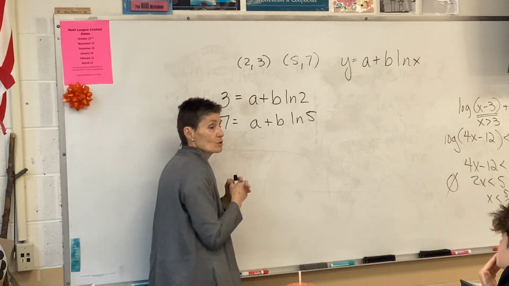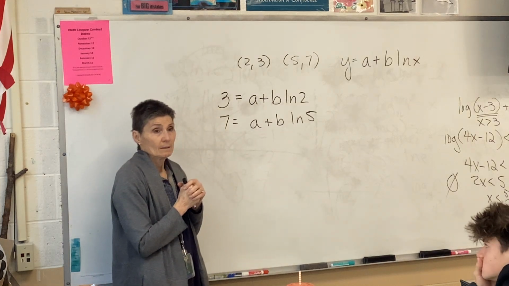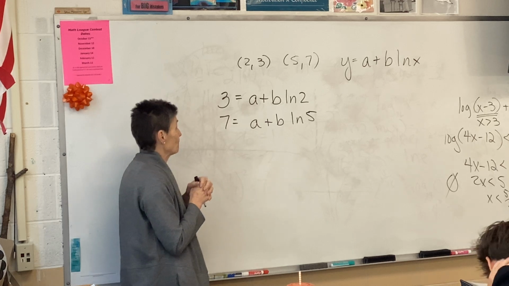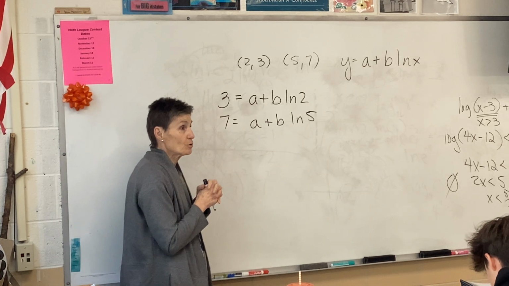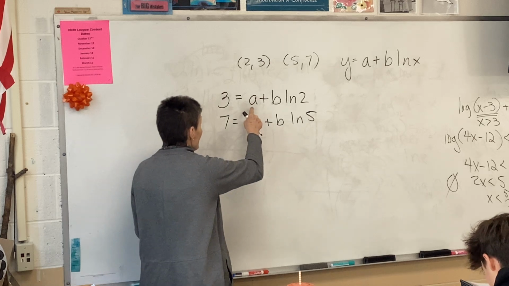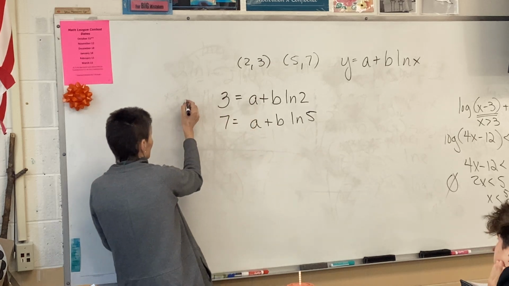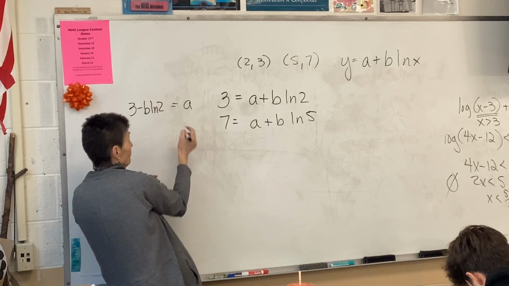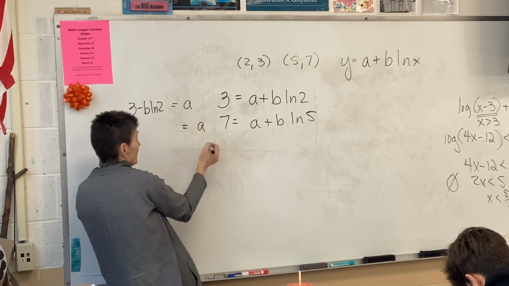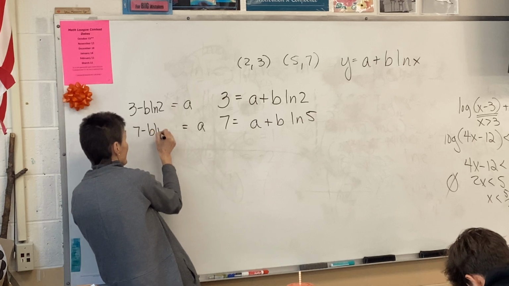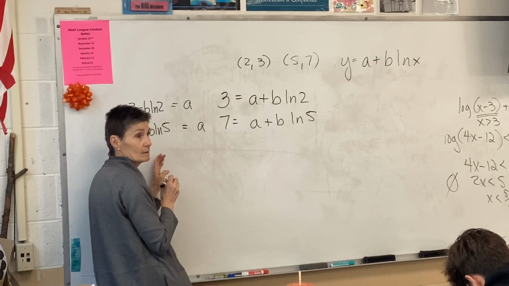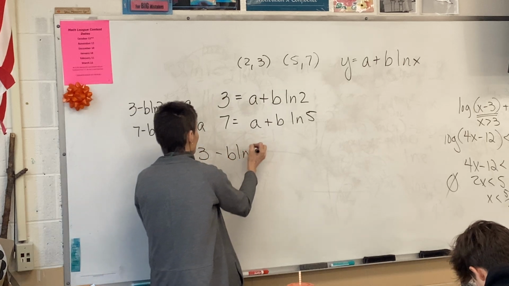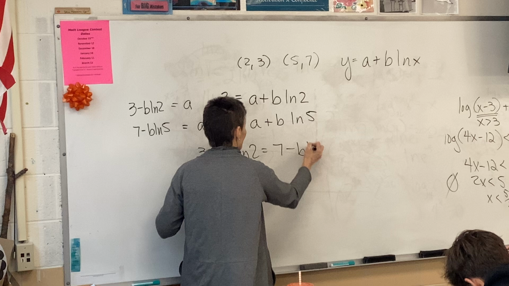Now, how am I going to solve for A and B? What would you suggest? What would you suggest maybe we do? Substitution. In other words, I know that A equals 3 minus B ln 2, and A equals 7 minus B ln 5. Would you agree with that? So they're equal to each other. 3 minus B ln 2 has to equal 7 minus B ln 5.